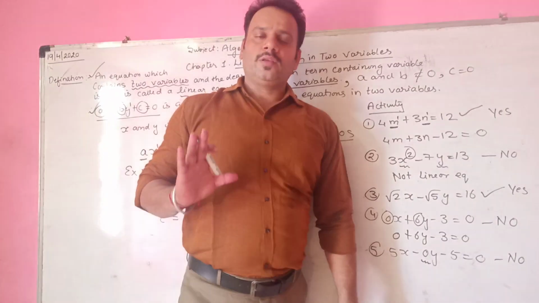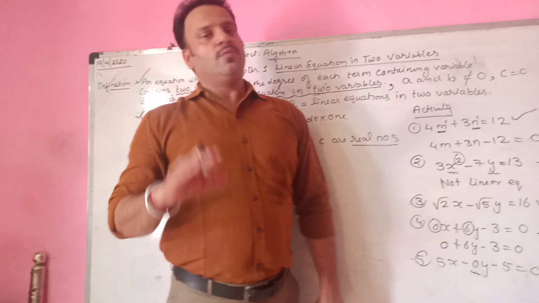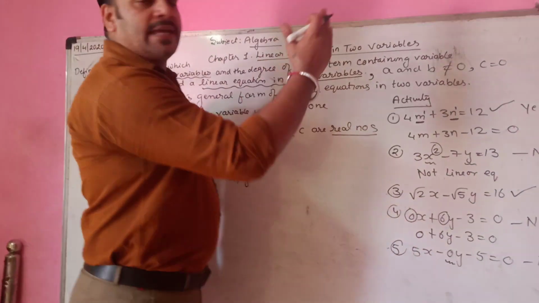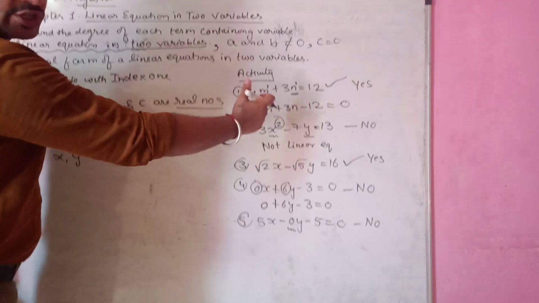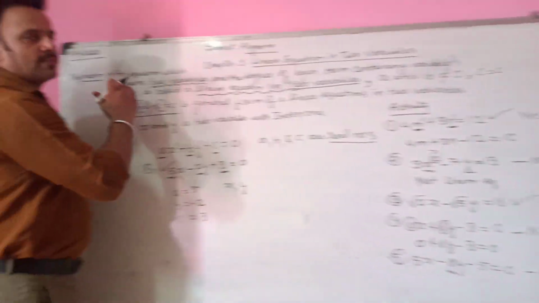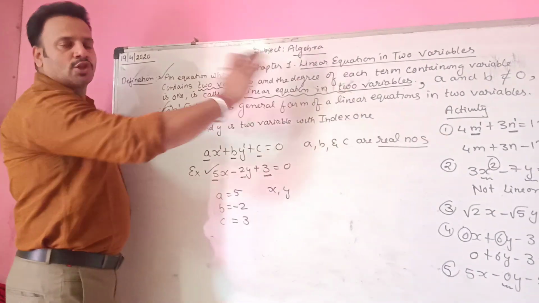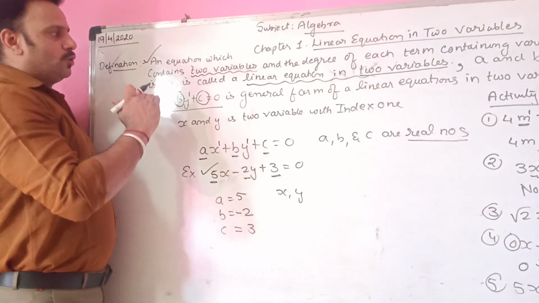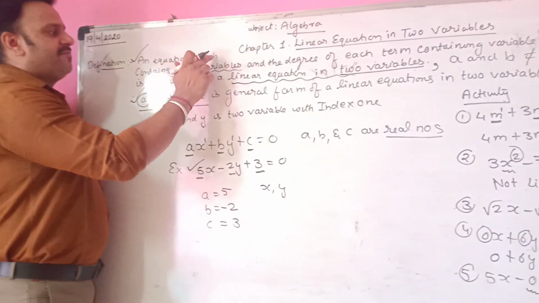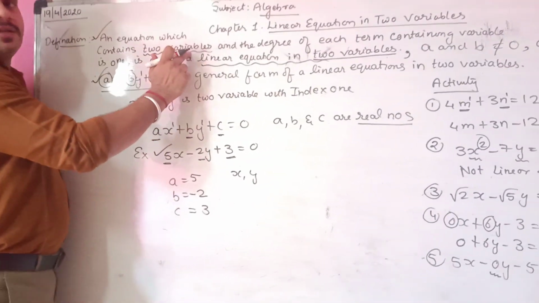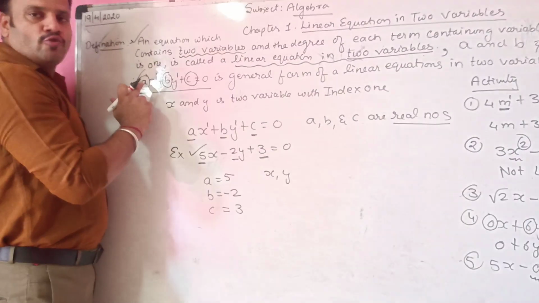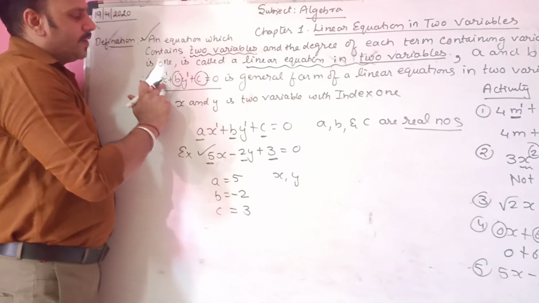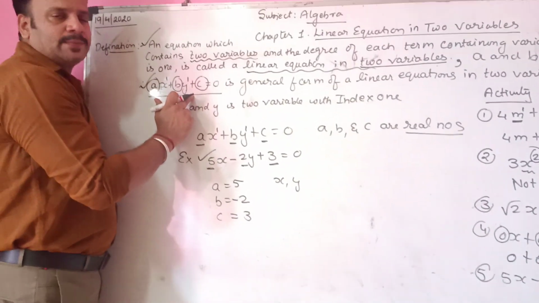So you all have understood what is meant by a linear equation with 2 variables from the following activities. Some examples are mentioned here and also the definition. So once again let me explain the definition. We'll go through it once more. An equation which contains 2 variables. So here the equation ax plus by plus c equal to 0. The 2 variables are x and y.